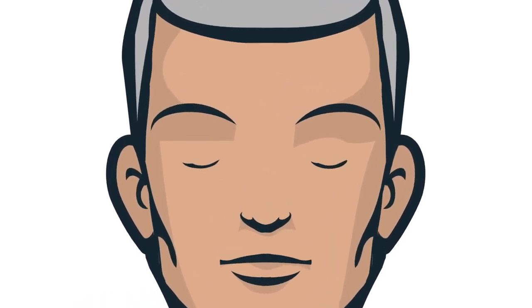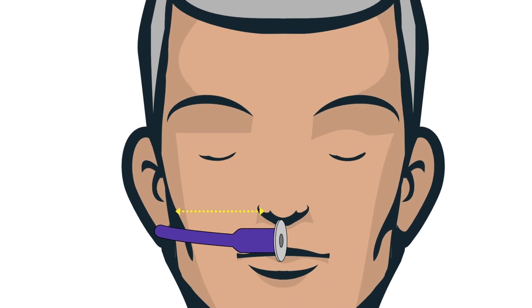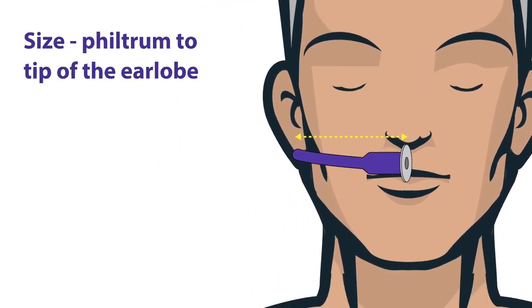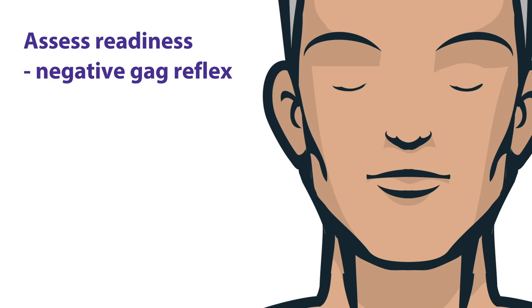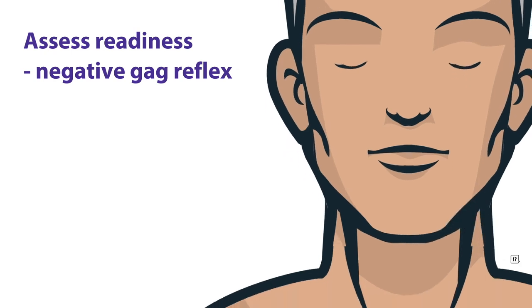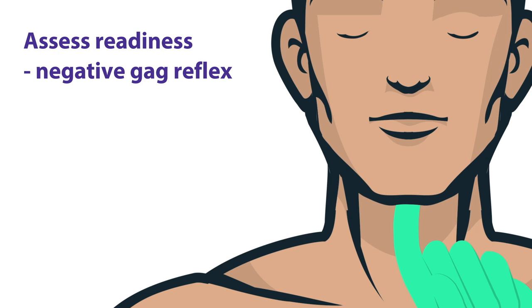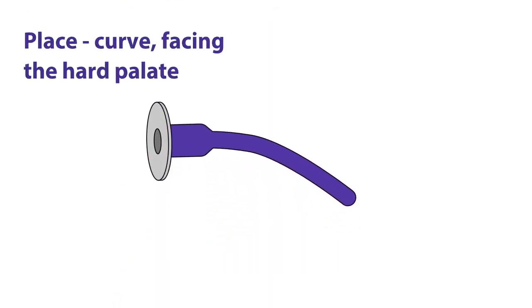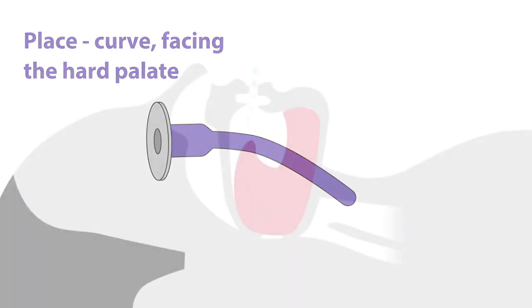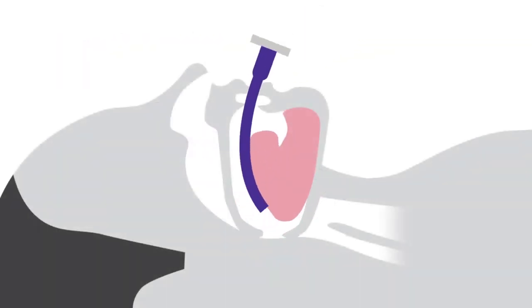First, size the MEA without the connector. Measure the distance from the philtrum to the tip of the earlobe. Second, assess readiness by looking for unresponsiveness to verbal stimuli and a slight chin lift indicating a negative gag reflex. Third, place the MEA curve facing the hard palate, align midline, and slide between the molars.